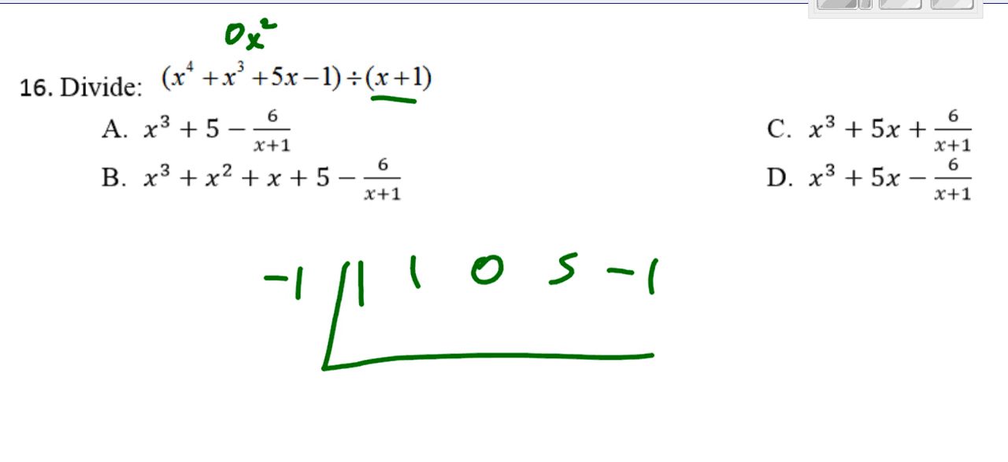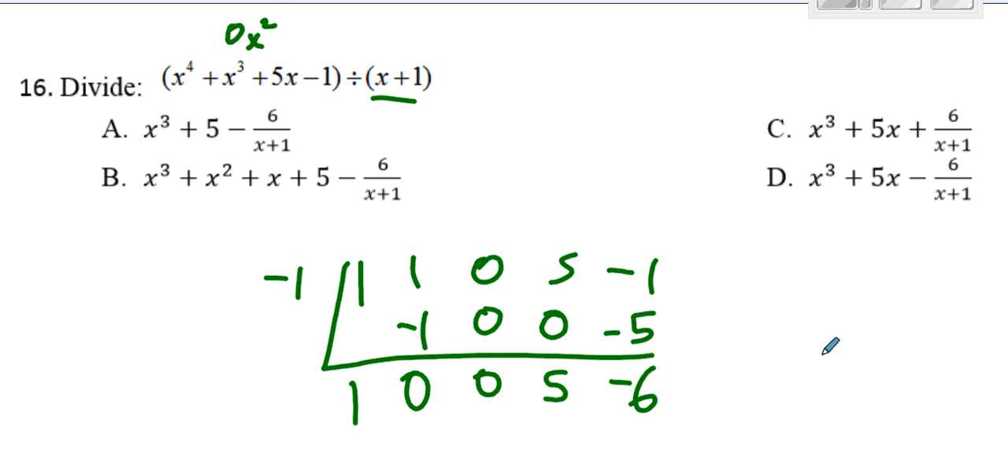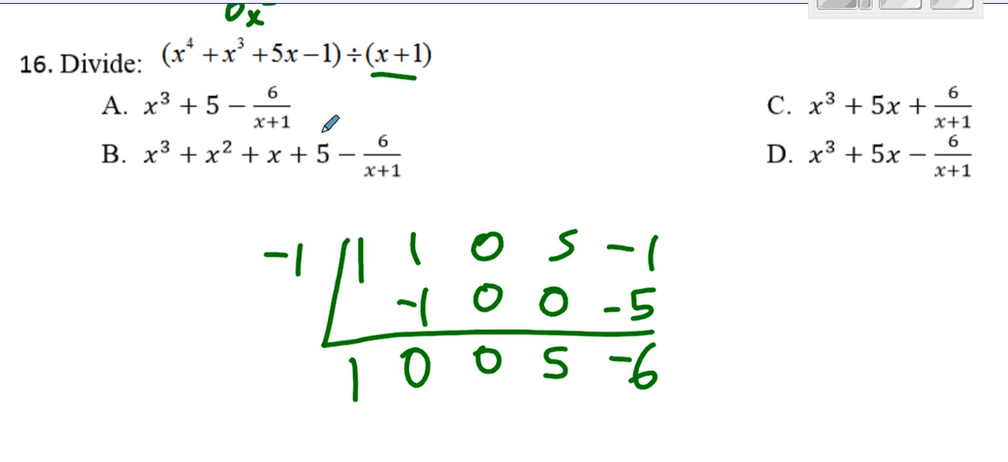Then we are adding and multiplying, just like on the other example when we did synthetic division. Add, 1 times negative 1, you get negative 1. Add, you get 0. Multiply, you get 0. Add, still 0. Multiply, still 0. Add, you get 5. Multiply, you get negative 5. Add, you get negative 6. Negative 6 is your remainder, which means it's not C, because that's a positive 6 remainder.